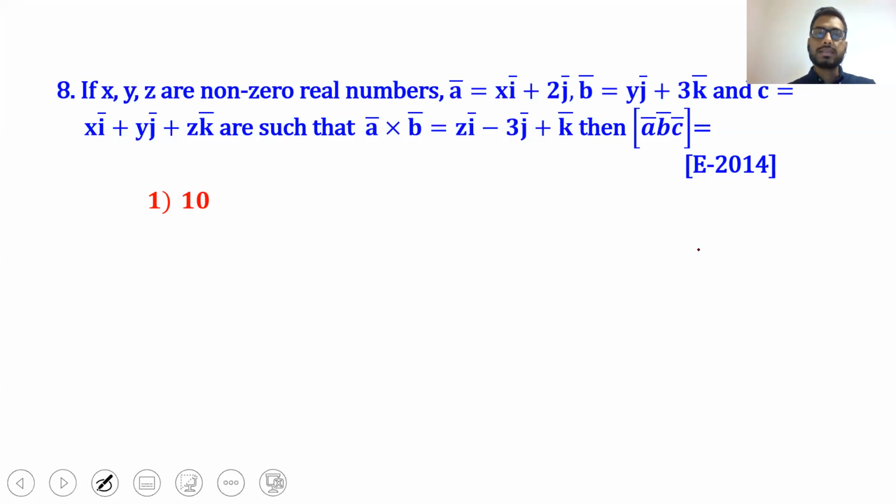If x, y, z are non-zero real numbers and you have a bar, b bar, and c bar such that a relation is given to you for a cross b, what you have to find is this term, a, b, and c. So how can you get the value of this term? I can say that this is also equal to a dot b cross c, or I can also say that it is equal to a cross b multiplied with c. I already have the value of a cross b, which is given over here, and also I have the value of c. I can just substitute these values to get this term.